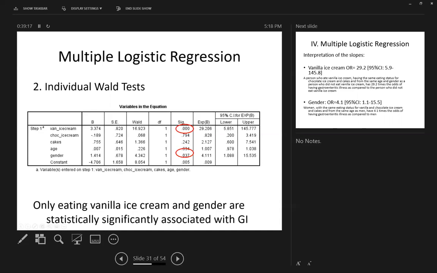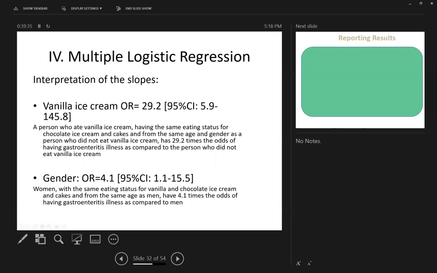So at the end, if I want to make a statement, I would say that only 2 variables are statistically significant, and they are associated with GI, which are taking vanilla ice cream and gender. So these are associated. This is the interpretation, and you look at the confidence interval, it does not include one, and this means they are statistically significant.